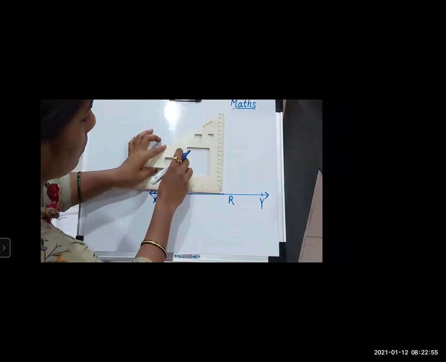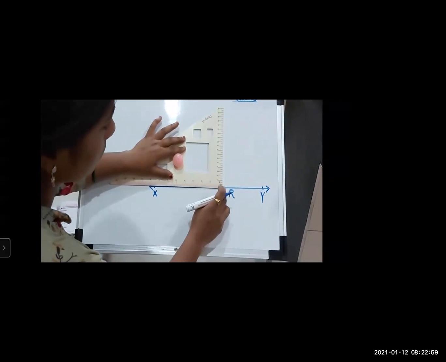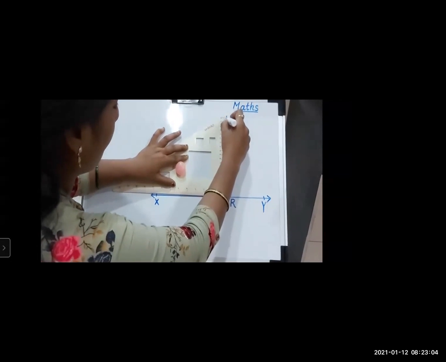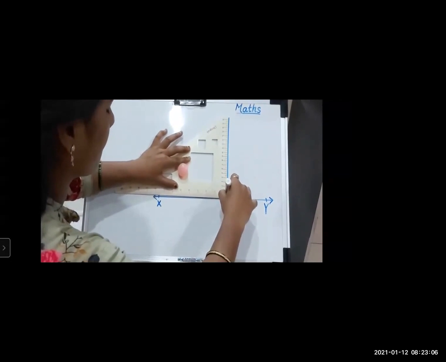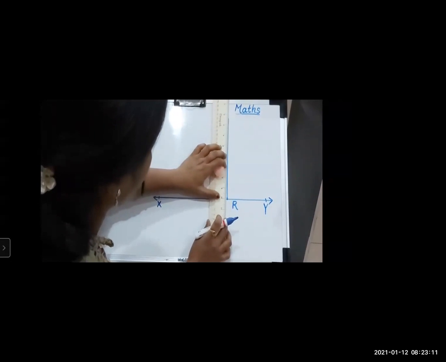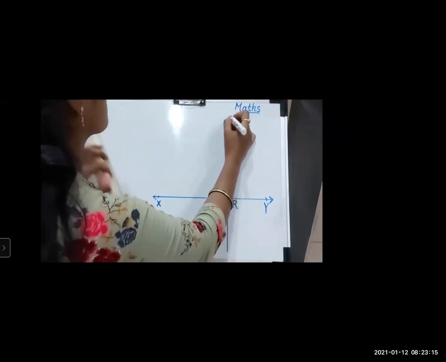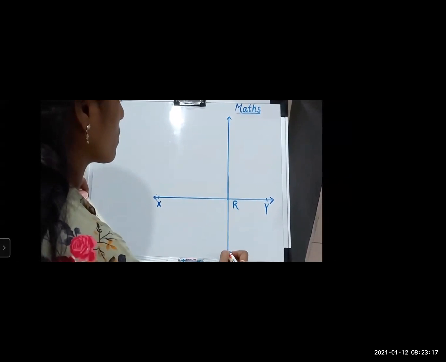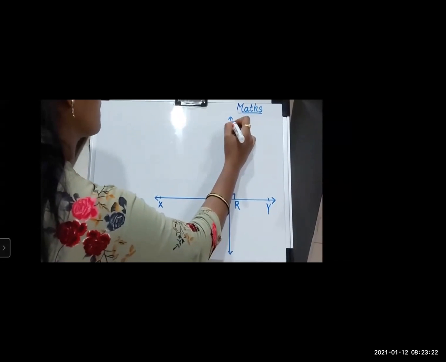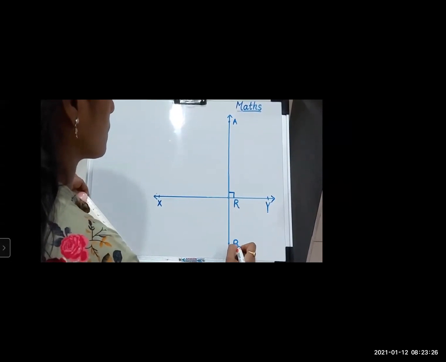I have to set the set square. Keep both the arms here. One arm should be placed on the line XY at point R. It should be straight and join at R. Now again here I have drawn a perpendicular line at point R. And both of these have met at point R. The point of intersection is R.